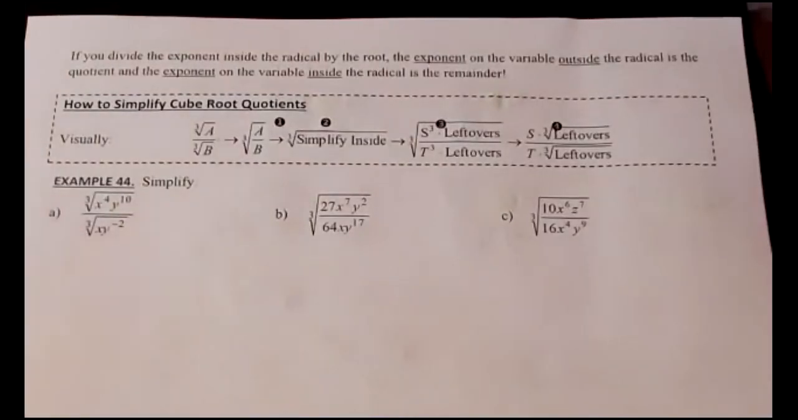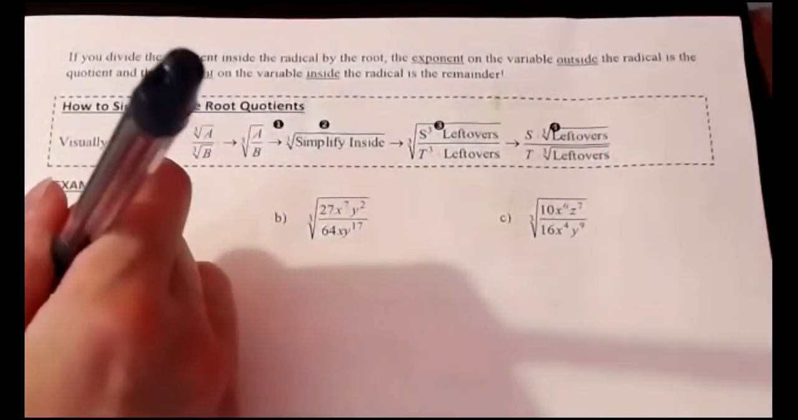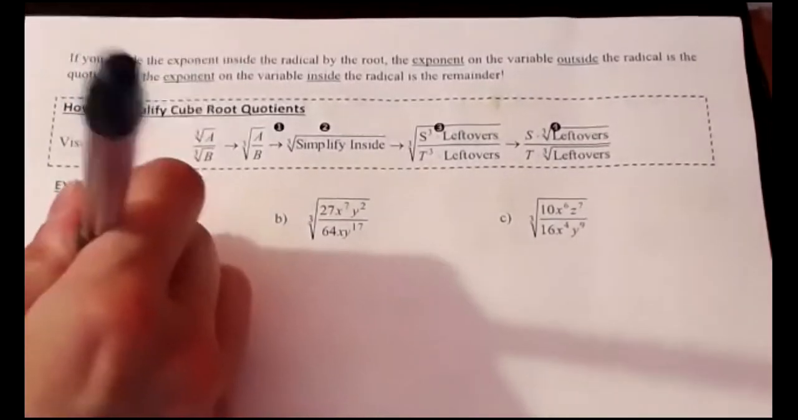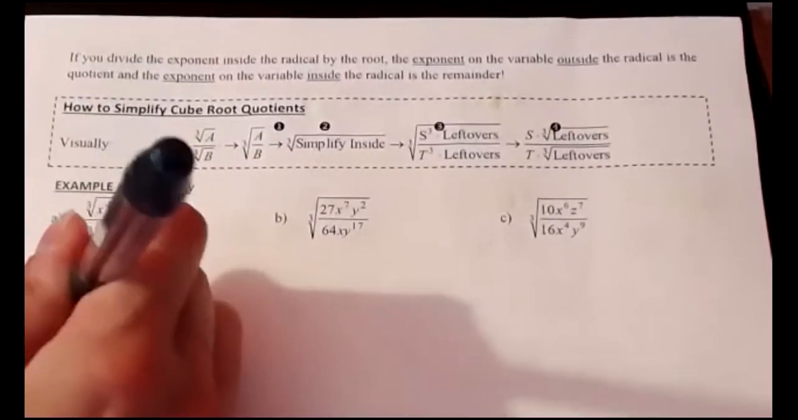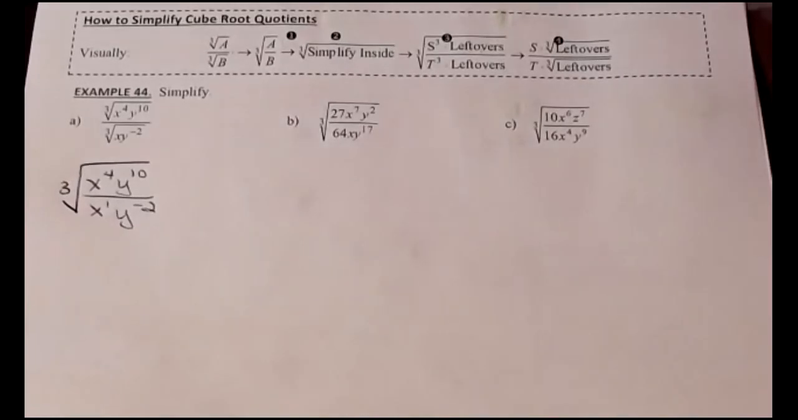Okay, we have a fraction of cube roots. Well, let's rewrite this. I want to write this as the cube root of a single fraction, because what this will allow me to do is to simplify the fraction. Let's look at my base x. I have x to the fourth over x to the first. How many do I have left and where? X to the third in the numerator.